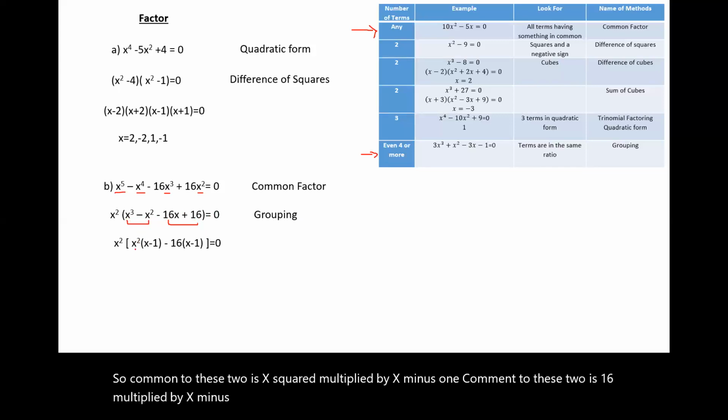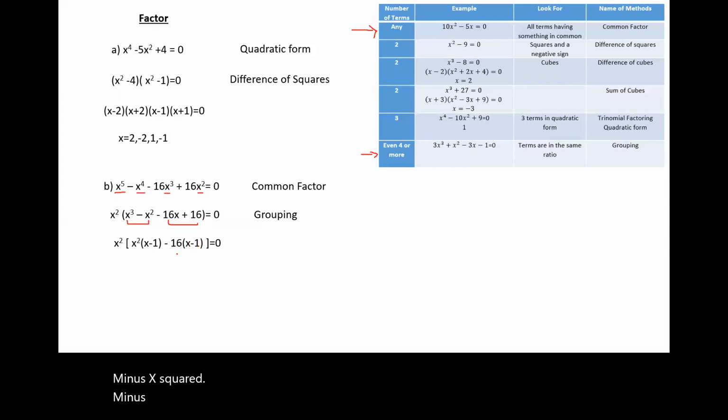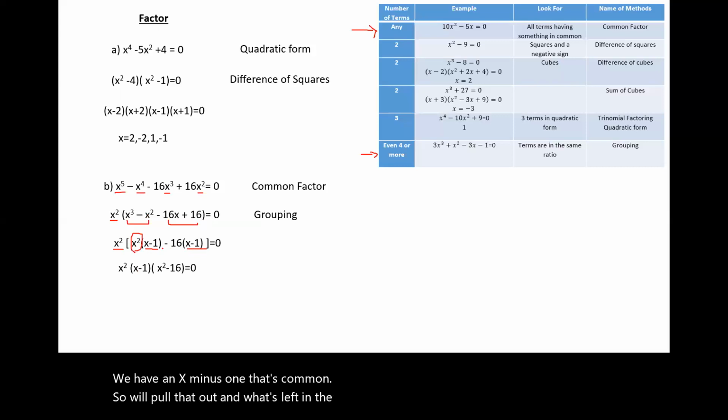If you're in doubt, double check: x cubed minus x squared minus 16x plus 16. So we kept the x squared out front, and then we kept going. Now we have an x minus 1 that's common. So we'll pull that out, and what's left in the bracket is the x squared and the minus 16.